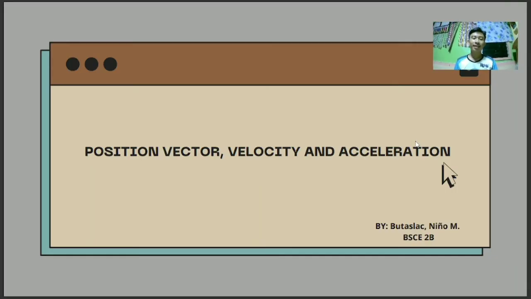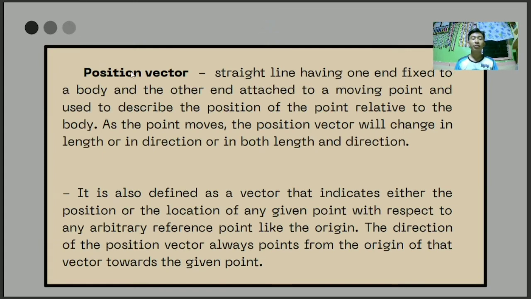So now, let us proceed to the next topic, which is about the position vector, velocity, and acceleration. So what is a position vector? A position vector is a straight line having one end fixed to a body and the other end attached to a moving point, and used to describe the position of the point relative to the body. As the point moves, the position vector will change in length or in direction, or in both length and direction.